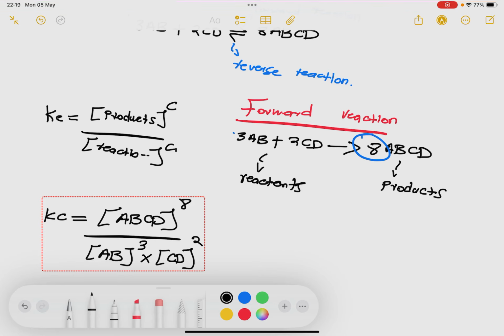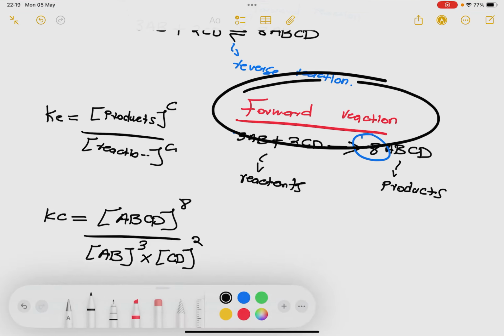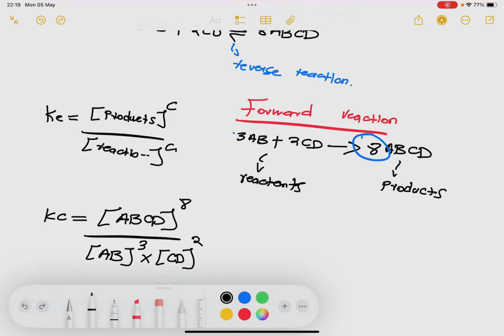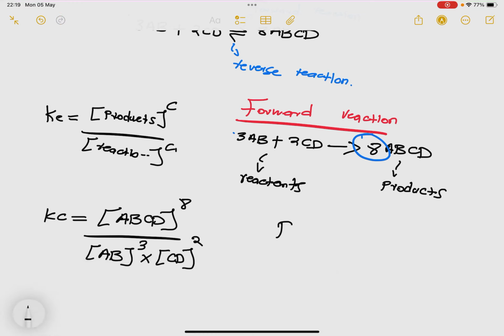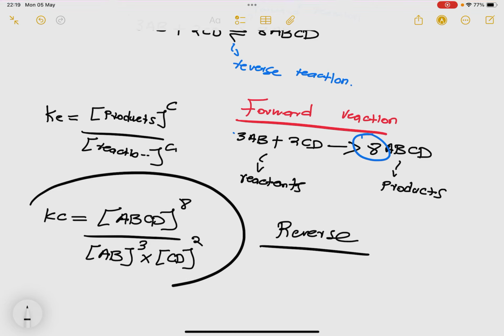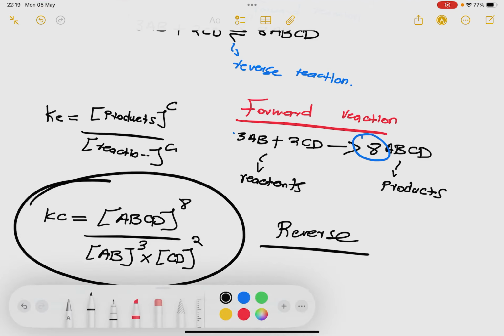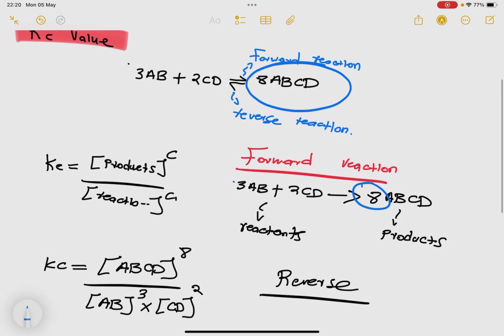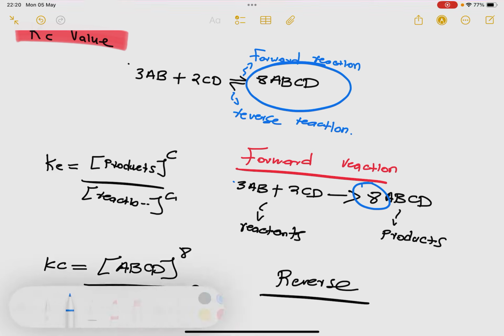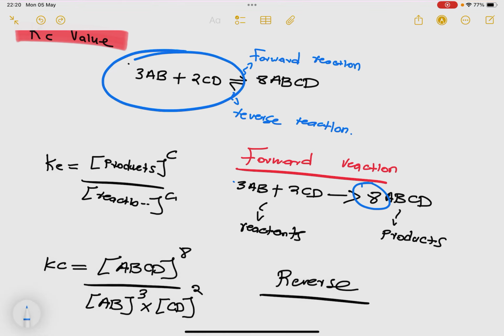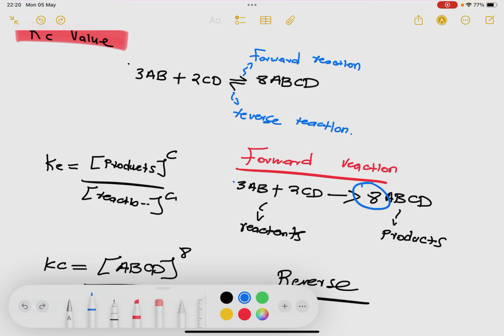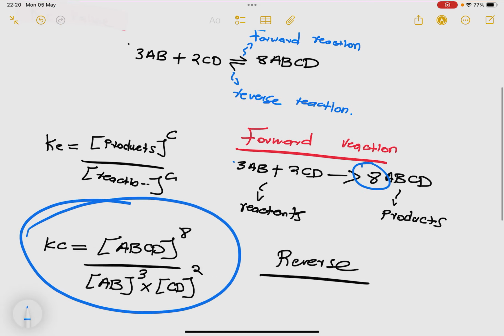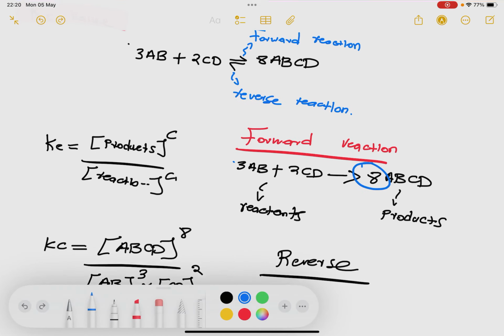Okay, I want us to do this, right? I want you to do this one as your homework. So what you want to do as your homework is focus on the reverse reaction, right? So I want you to find the Kc for the reverse reaction. So I'm just going to give you a clue. Our reactants are going to be 8ABCD, and our product is just going to be this. And I want you to find the Kc formula for the reverse reaction. I'm out, guys.